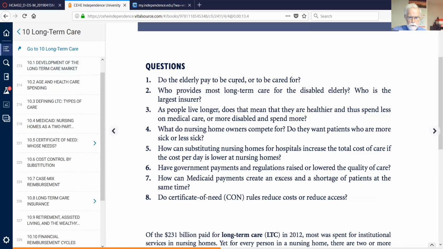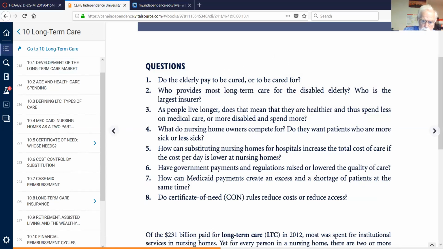Let's go back to cured or cared for, and just mention the hospice situation. Hospice is supposed to be palliative care, comfort care, keeping people alive and comfortable while they are in the process of transitioning to the next world. But it's expensive. Payments that are made by insurance and Medicare and so forth into hospice can be $5,000 a month or more.